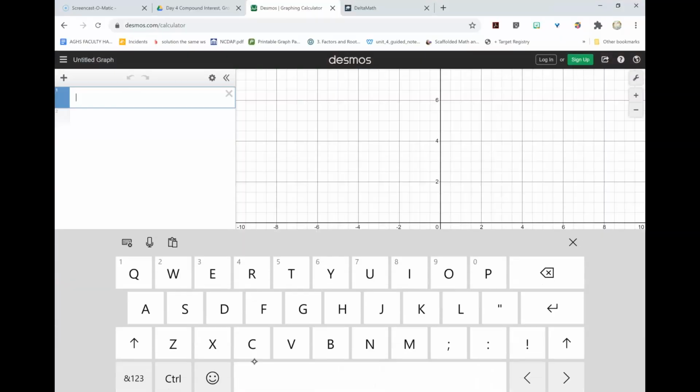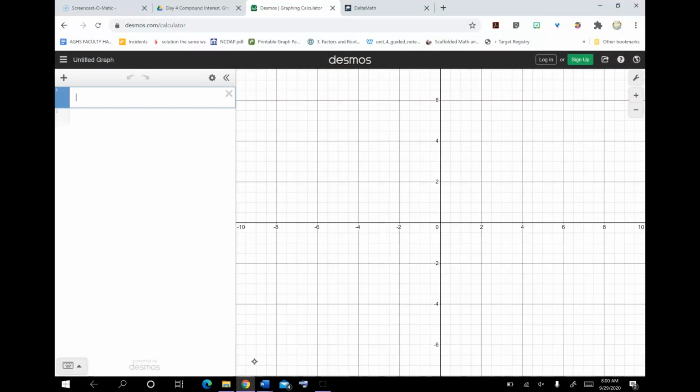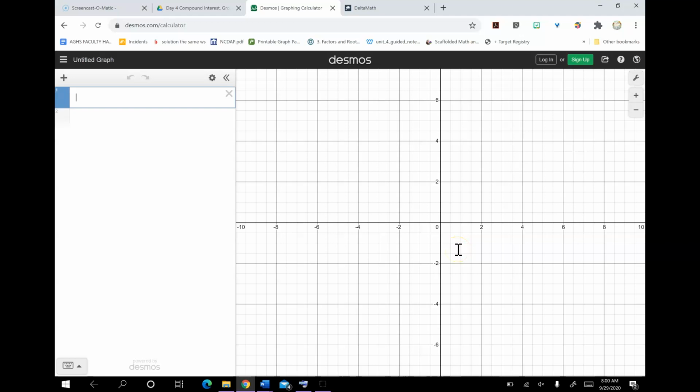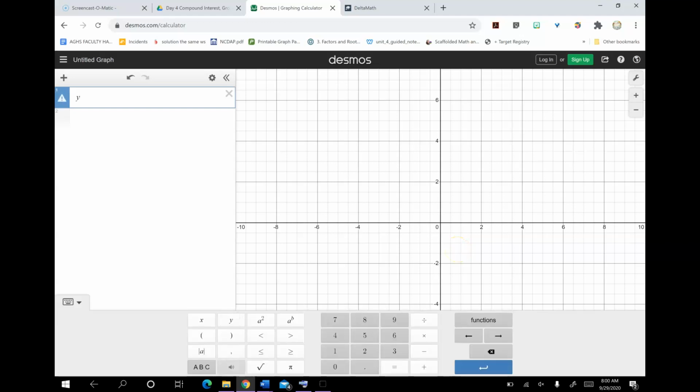I'm going to type this in, all right? Okay, so I'm going to say y equals 100, parentheses 1 plus 0.012 divided by 12, parentheses, raise it to the 12 times 20. And looky there, it gives you my answer. That means I don't have to solve anything. If you type it in and it gives you an answer, you're done. Okay, you don't have to do the intersection.